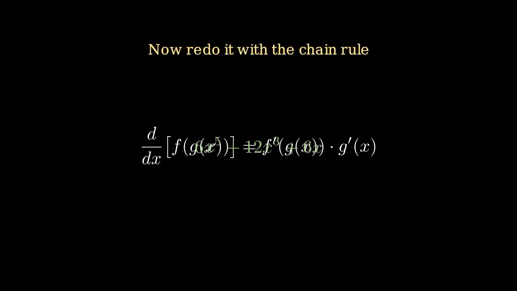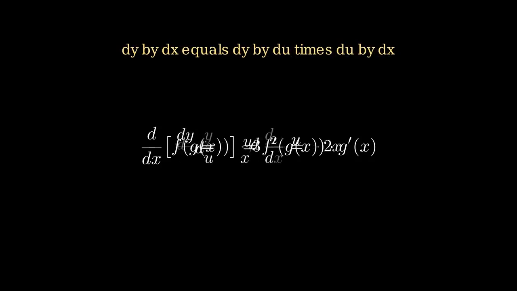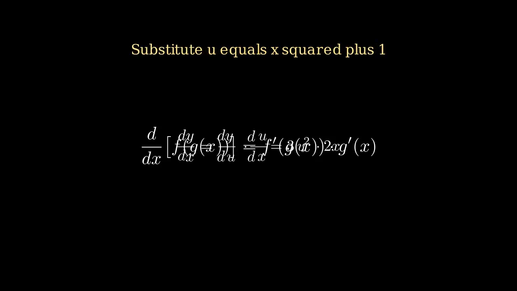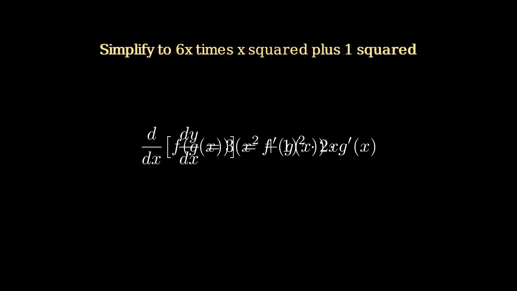Now let's redo it with the chain rule using our predicted setup. Let u equal x squared plus 1, so y equals u cubed. Then dy by du equals 3u squared, and du by dx equals 2x. By the chain rule, dy by dx equals dy by du times du by dx, which equals 3u squared times 2x. Substituting back u equals x squared plus 1, this becomes 3 times the quantity x squared plus 1 squared times 2x, which simplifies to 6x times the quantity x squared plus 1 squared.